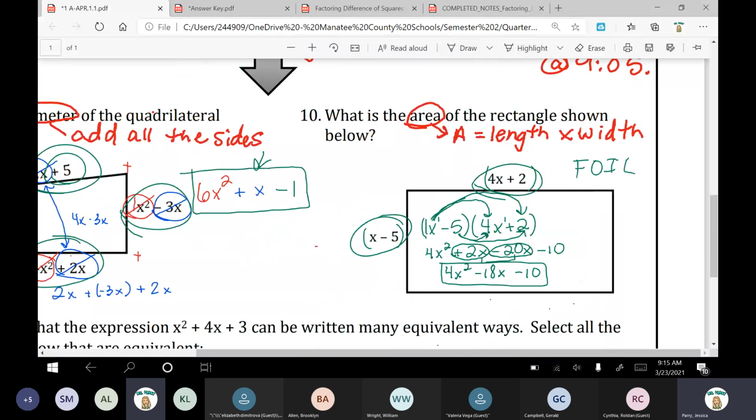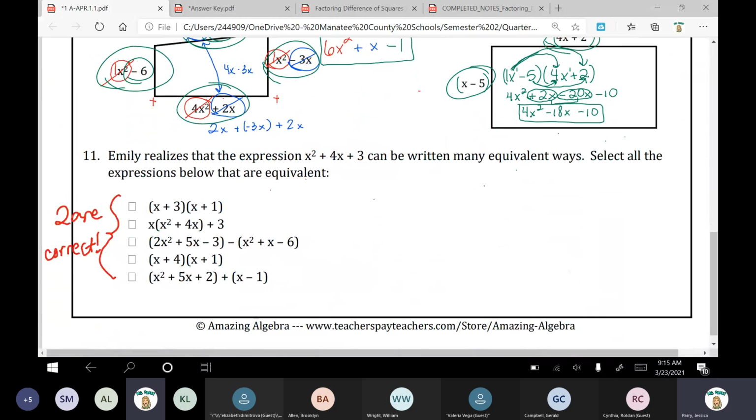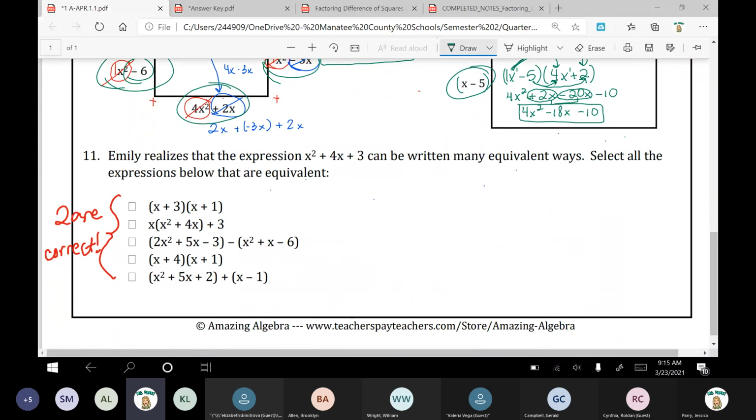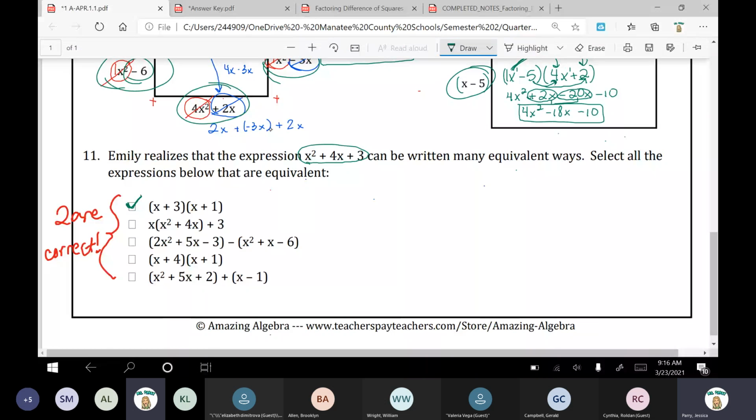And then our last one, number 11. It says, Emily realizes that the expression, this one here, x squared plus 4x plus 3 can be written many equivalent ways. Select all expressions below that are equivalent. Okay, so it said the two answers. I'm going to do this a little bit easier here. Since we already have the answers, it said x plus 3, x plus 1, which was the first one here. So this one and 2x squared plus 5x minus 3 minus x squared, this one here.